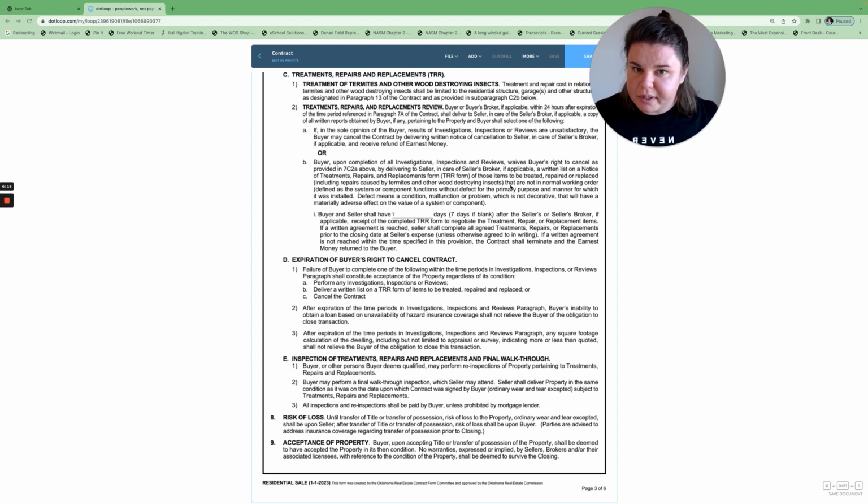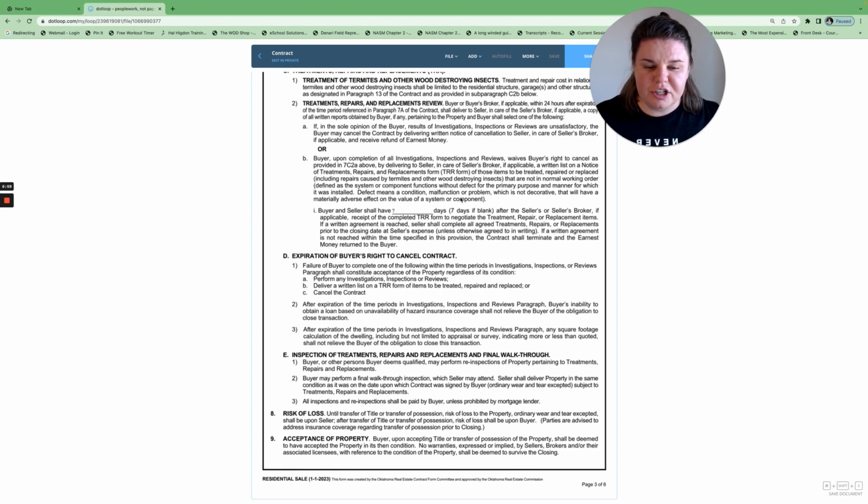So I always read this out loud to my buyers because I think it's really important. This is about if the system is in working order. Defined as the system or component functions without defect for the primary purpose and manner for which it was installed. So like if the air conditioner isn't blowing cold air, then it's not working as it should be, as it was intended to be. So that is a problem, is it not?